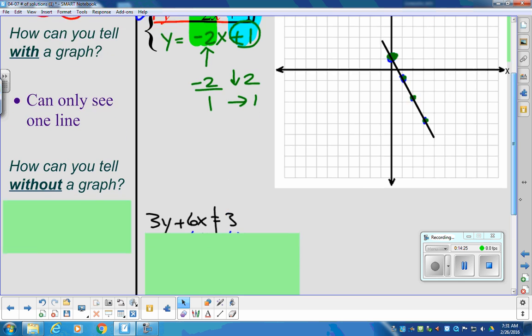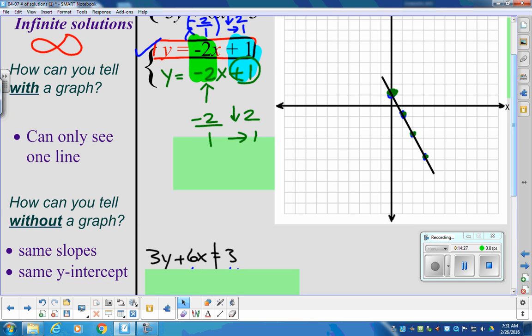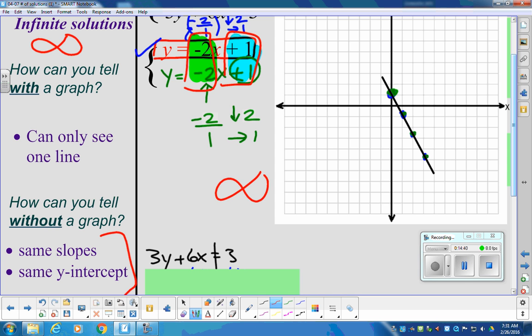And how can you tell without the graph? It's when you have the same slope and the same y-intercept. Same slope, same y-intercept, same line. There's your notes there. Same slope, same y-intercept, same line. So this one has infinite solutions because they hit everywhere. Same exact line. All right. So that's our work for today on number of solutions.